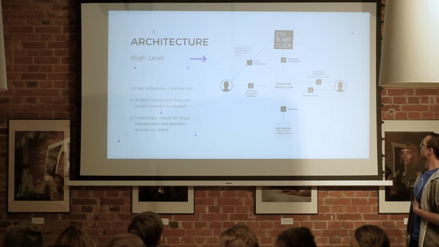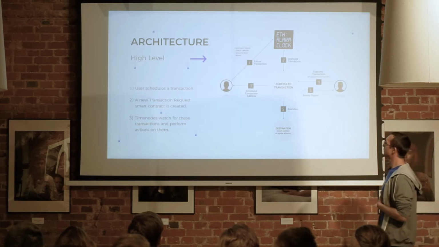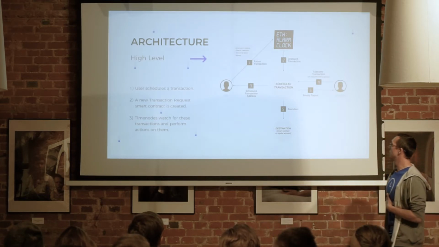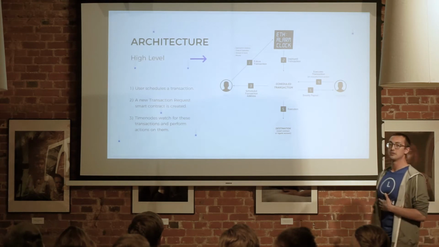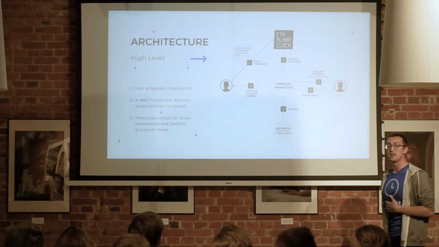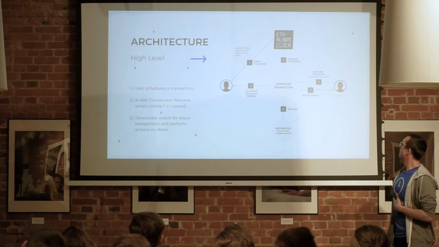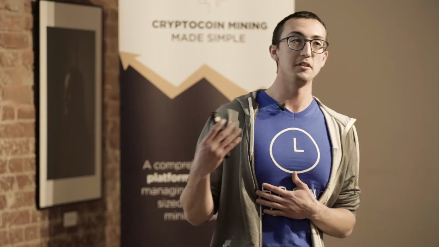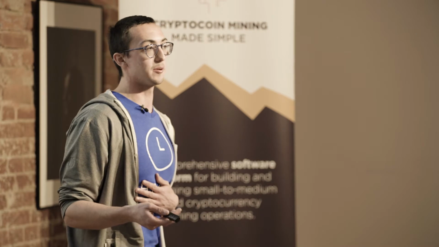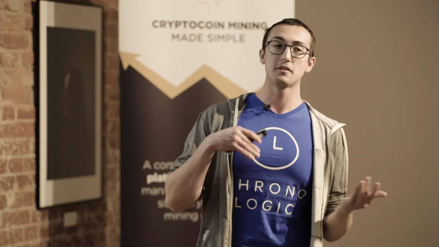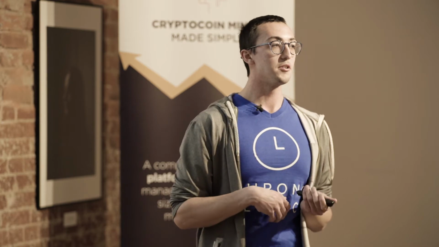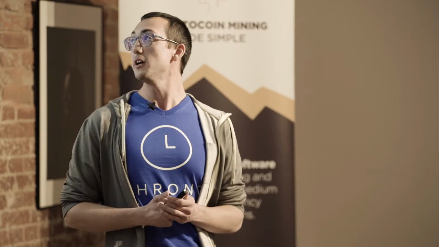I'll go through kind of how this process works on a high level. On the left-hand side, we have a user who knows the transaction they want to schedule. They'll submit this information to the alarm clock protocol. The alarm clock will deploy a new smart contract onto the blockchain.